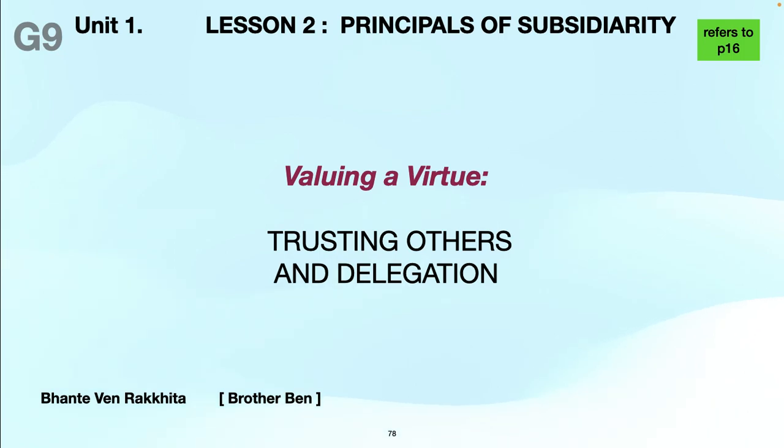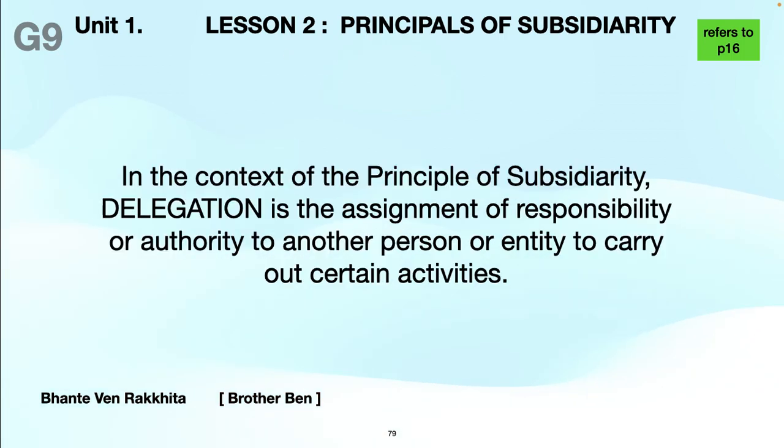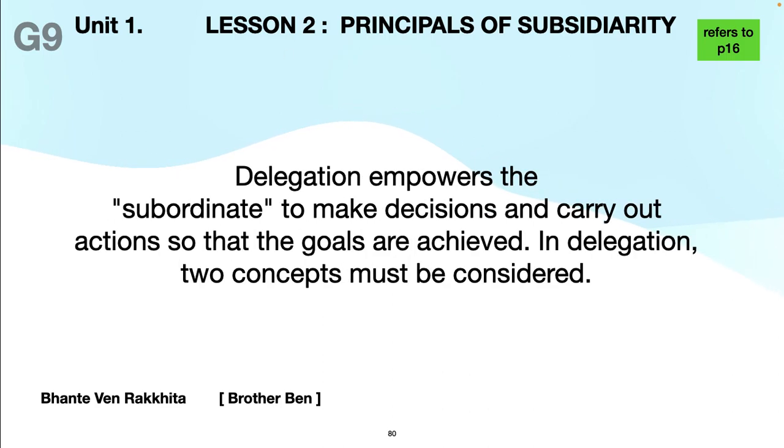Valuing a virtue, trusting others and delegation. In the context of the principle of subsidiarity, delegation is the assignment of responsibility or authority to another person or entity, that's like a group, to carry out certain activities. Delegation empowers the subordinate, that's the lower person, to make decisions and carry out actions so that the goals are achieved. In delegation, 2 concepts must be considered.